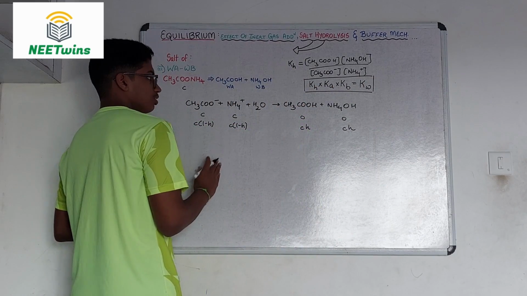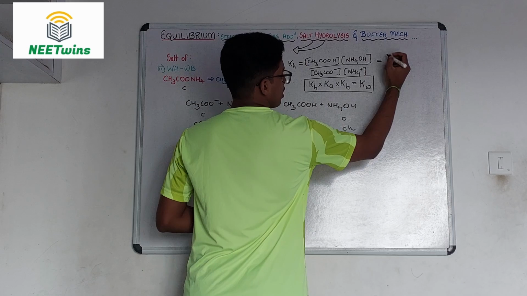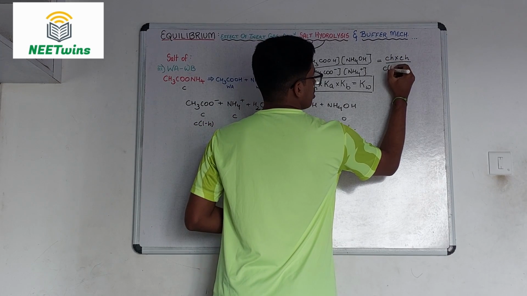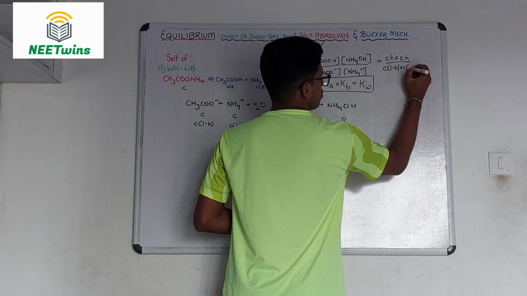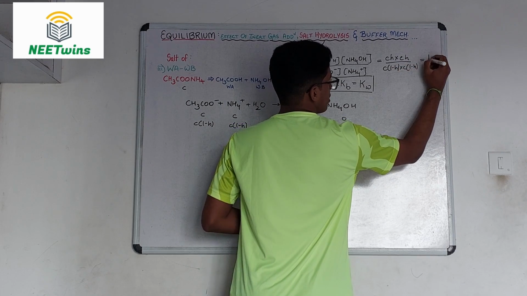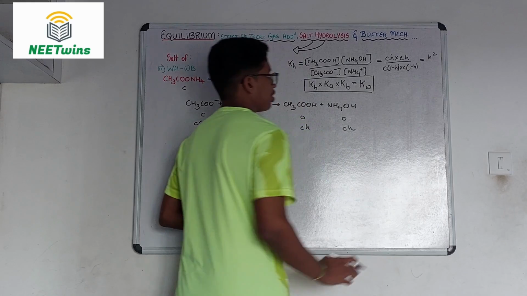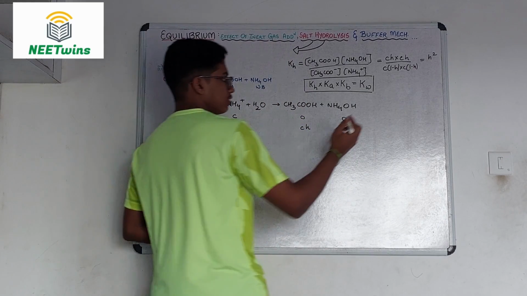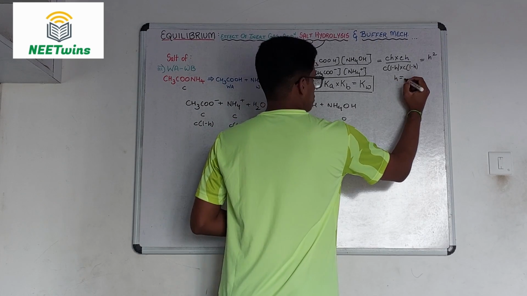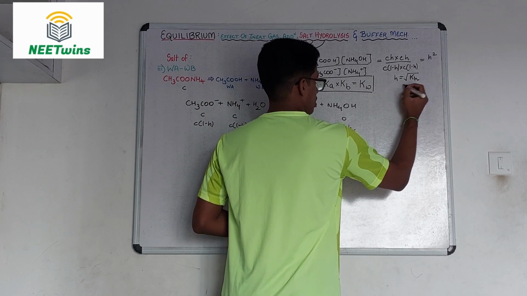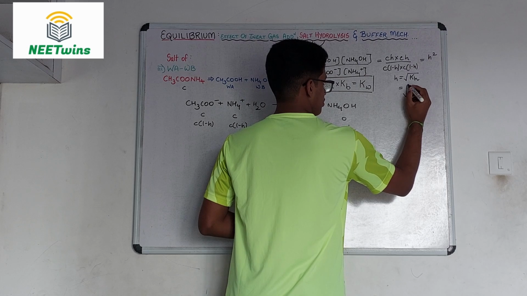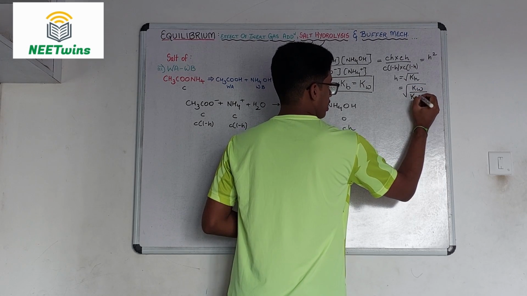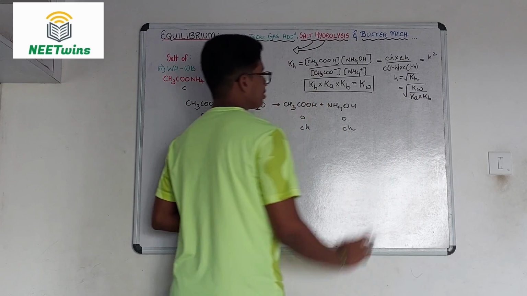and from this equation we can say that Kh itself is equal to Ch into Ch by C into 1 minus h into C into 1 minus h. It turns out to be h square, assuming that h is much smaller than 1, so the denominator is just C square, then the numerator C square into h square. So we get h is equal to root of Kh, which is equal to root of Kw by Ka into Kb, as we get from this equation.